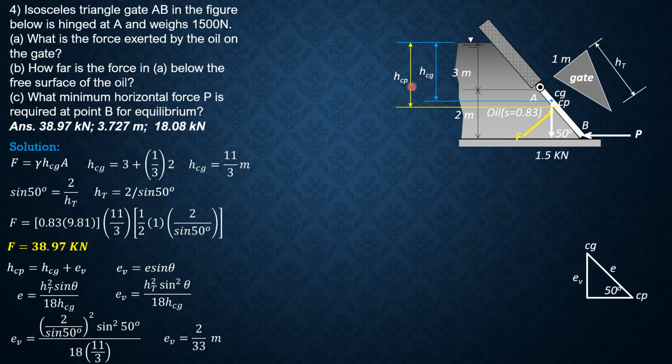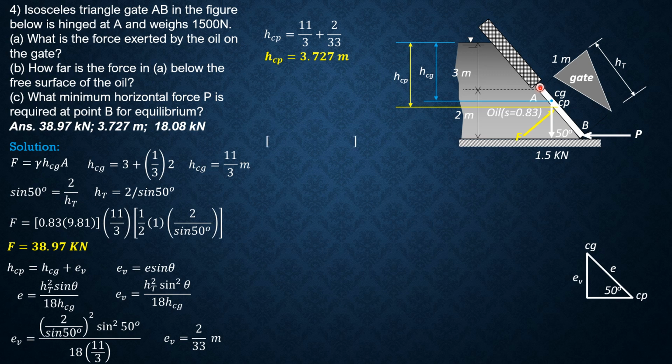So H sub CP can now be found. It is equal to H sub CG, which is 11 over 3, plus 2 over 33. So H sub CP is equal to 3.727 meters. So next is the minimum horizontal force P required at point B for equilibrium.